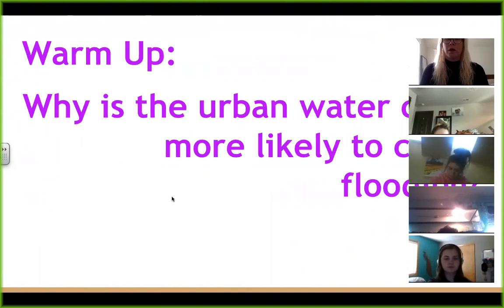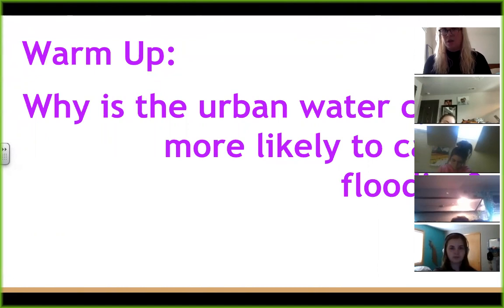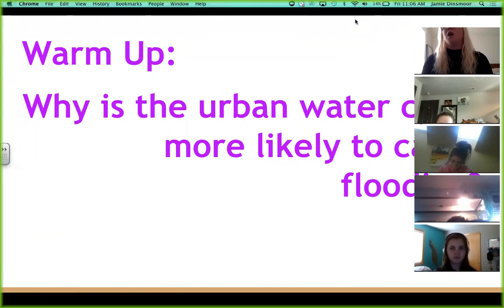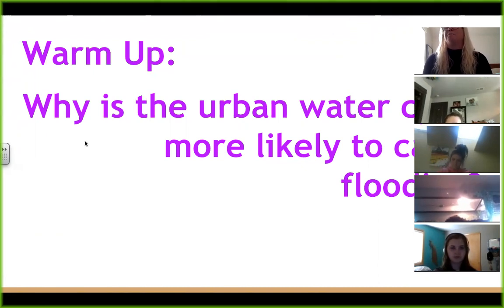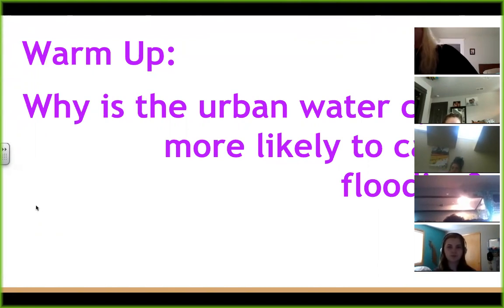So our warm-up question is, why is the urban water cycle, in this case, the water cycle happening in an urban environment, more likely to cause flooding? When you think of an answer for this one, if you could just pop it into the chat, why is the urban water cycle more likely to cause flooding?